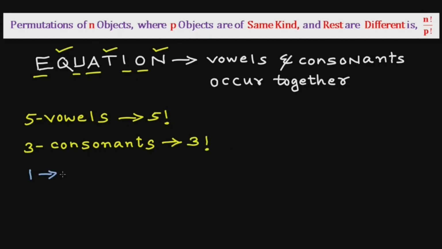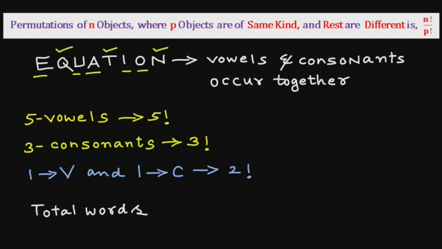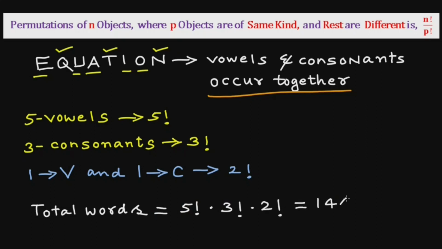group of vowels and one group of consonants will form 2 groups, which can arrange between themselves in 2 factorial ways. So considering all this, the total words satisfying the condition that vowels and consonants occur together will be 5 factorial into 3 factorial into 2 factorial, which works out to be 1440 words.